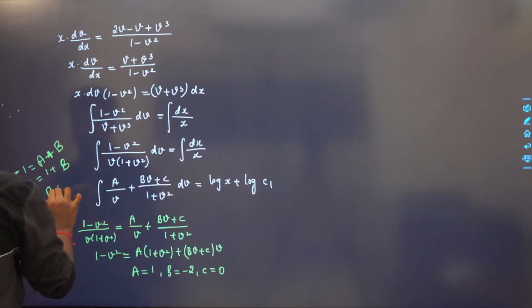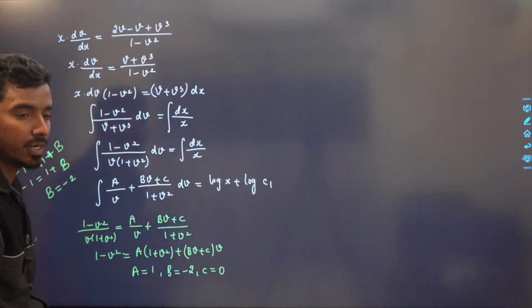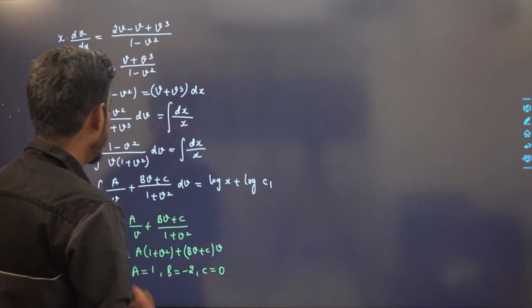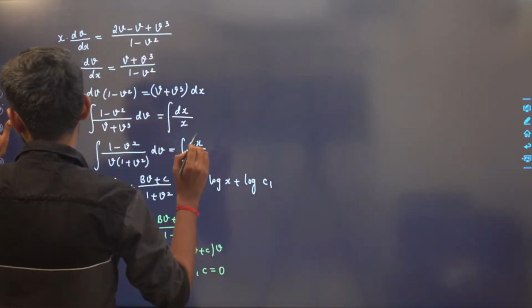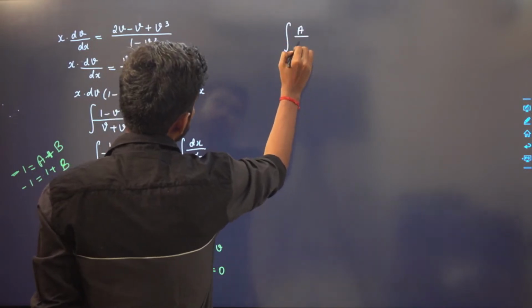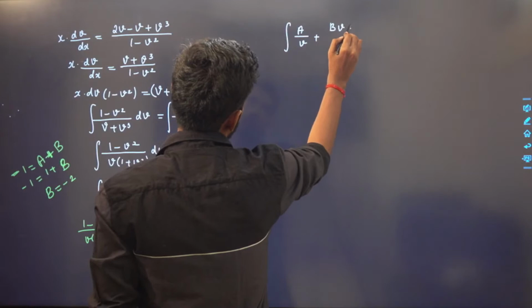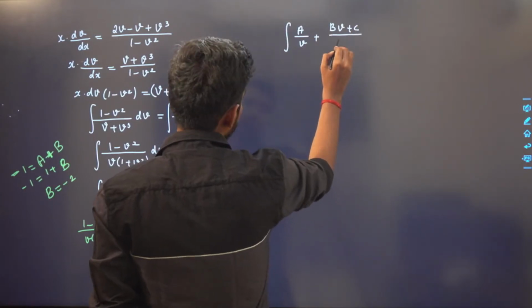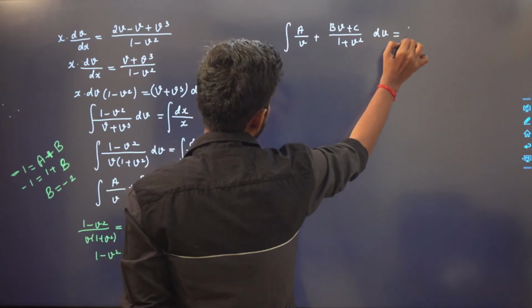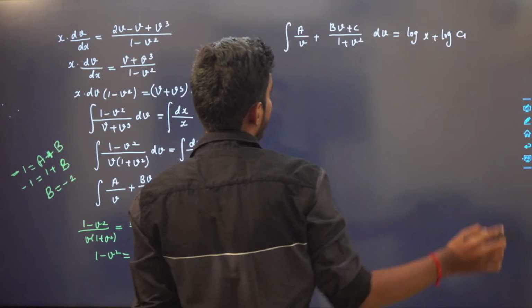So you will have b equal to minus 2, right? So you get b to be minus 2. And if you equate the constant term, you will get c equal to 0, right? Therefore this will become the integration of (a/v + (bv + c)/(1 + v²)) dv is equal to log x plus log c1, right?